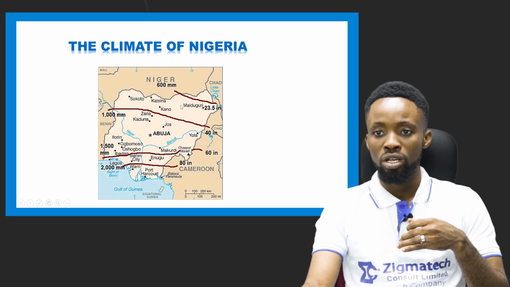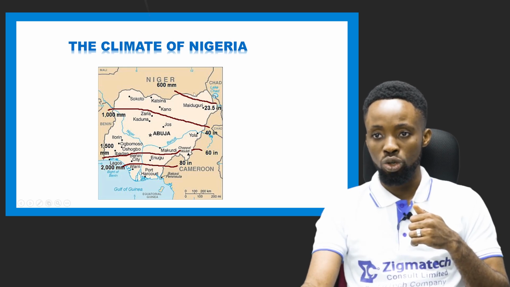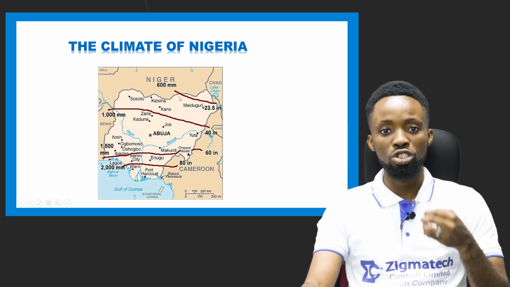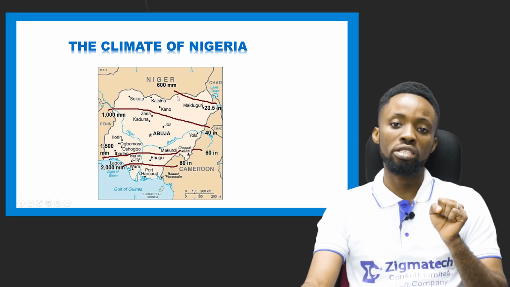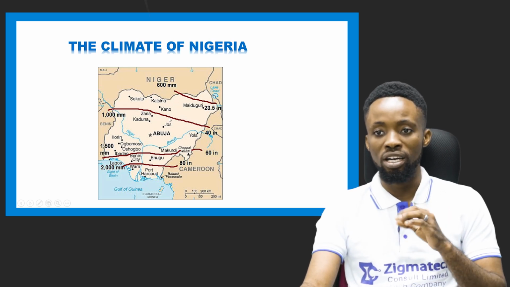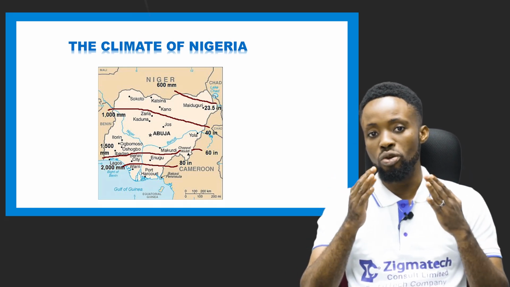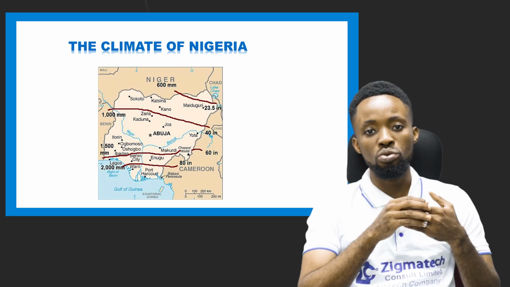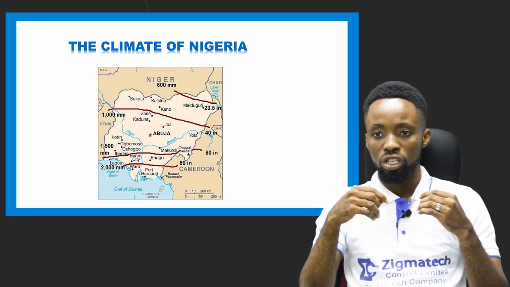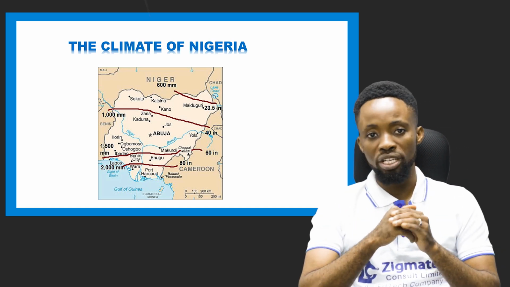Now, if you look at this diagram, the Sahel region of Nigeria, close to Lake Chad, the rainfall is usually from 600 millimeter downwards. Then as you progress to the Sudan savannah, where you have Sokoto, Katsina, Kano, and Maiduguri, you will realize that the rainfall is usually from 1,000 millimeter down to 600 millimeter.